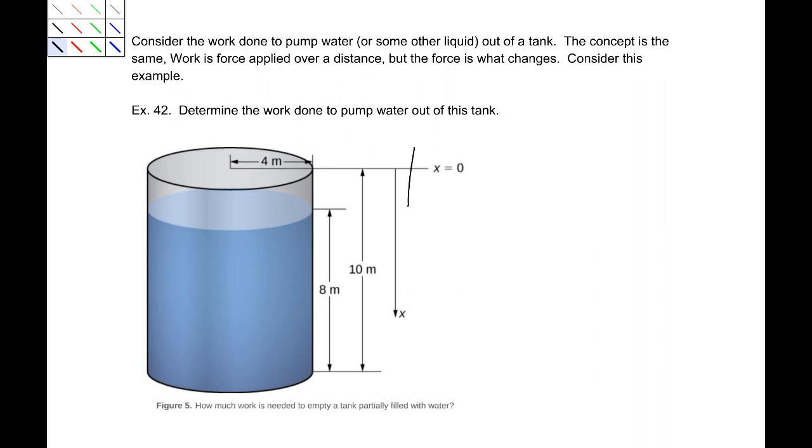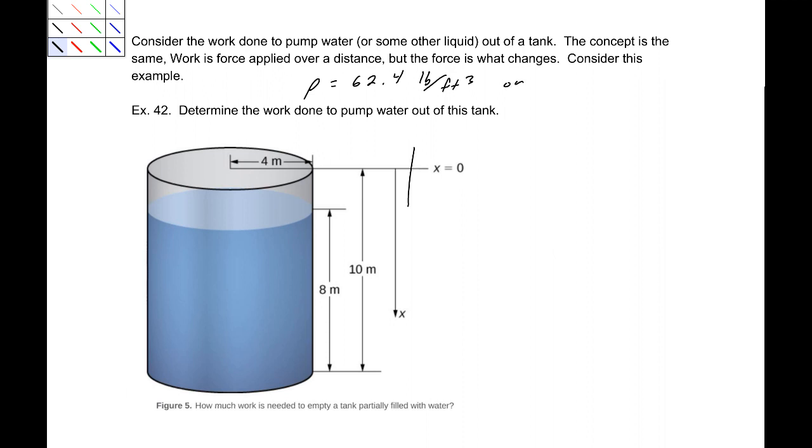Alright, so one thing we're going to need to know is the weight density of water, because we've talked about the weight density function, but this water is uniform. So the weight density of water is 62.4. So our rho is 62.4 pounds per foot cubed.